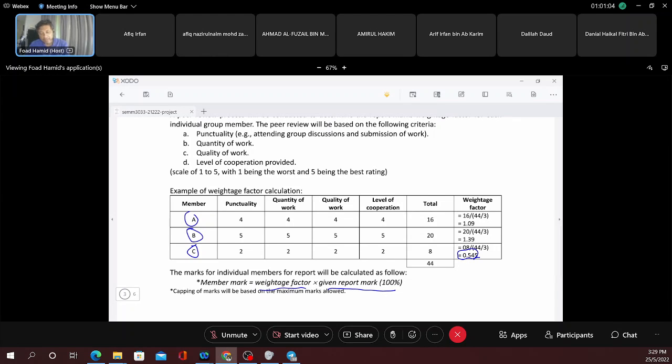Let's say the group report is maybe 80%. This student will get only about 40% because of this. So please make sure everyone is cooperating. Everyone is doing the work.